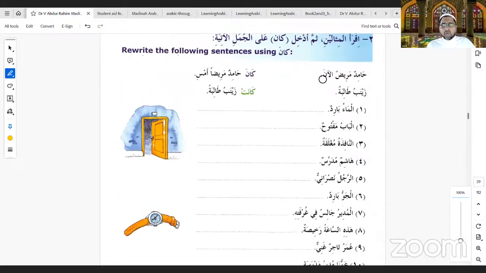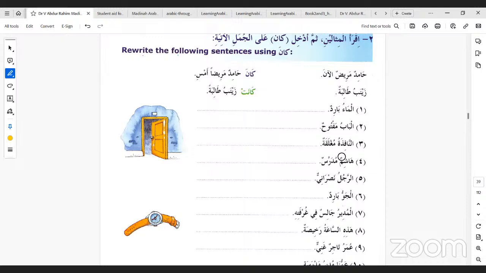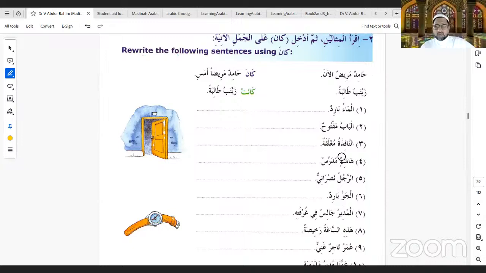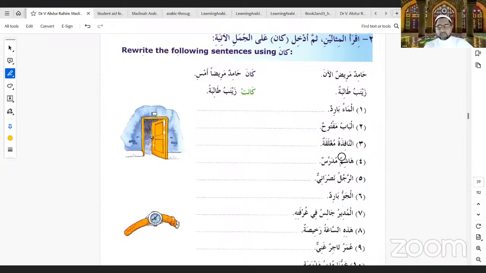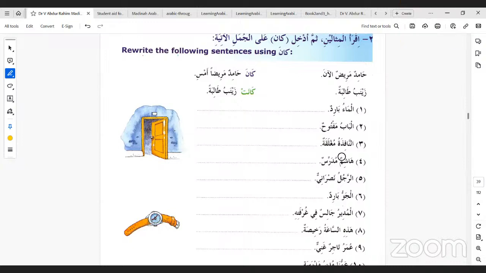Hamidun maridun al-an. Hamid is sick now. Kana Hamidun maridan ams. Hamid was sick yesterday. Zainab al-taliba. Zainab is a student. Kanat Zainab talibatan. So you just need to add kana or kanat itself. Okay. Al-ma'u baridun. The water is cold. Kana al-ma'u baridan. Correct. Al-babu maftuhun. The door is open. Kana al-babu maftuhan. Correct.